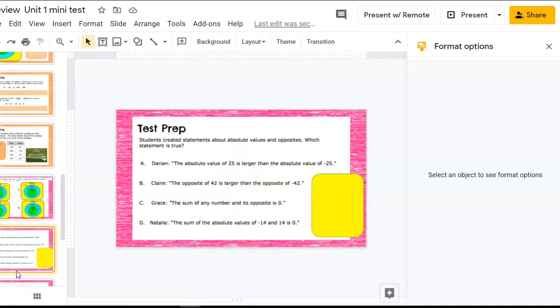Now, this one. The students create a statement about absolute values and opposites. Which statement is true? Darian said the absolute value of 25 is larger than the absolute value of negative 25. Well, the absolute value of 25 is 25, so those will be equal. The opposite of 42 is larger than the opposite of negative 42. Well, the opposite of 42 is negative 42, and the opposite of negative 42 is 42.